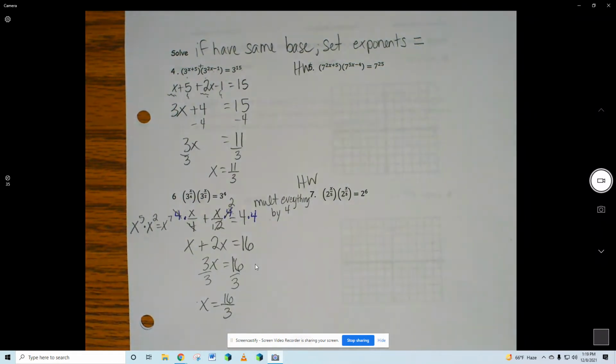So x equals 16 thirds. The same type of thing is going to happen for number 7, where you'll do x over 5 plus x over 3 equals 6.